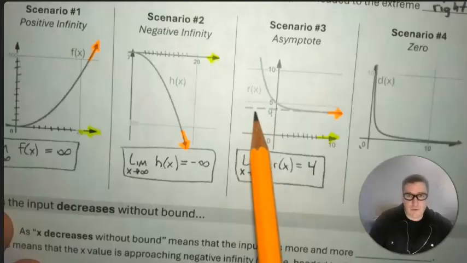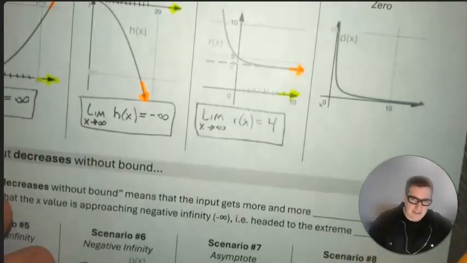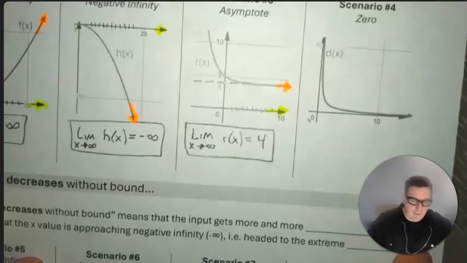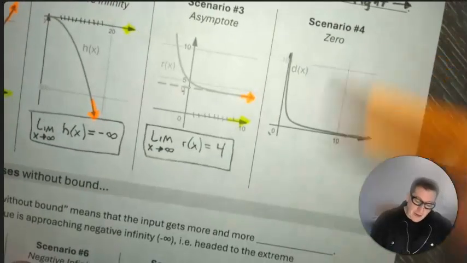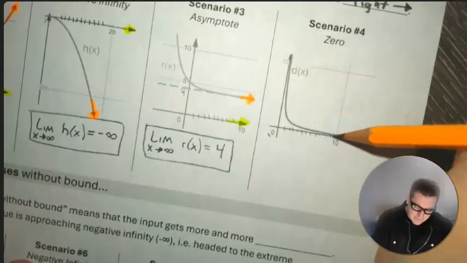Sometimes they don't show you the dotted line asymptote. Sometimes you have to obviously see it, especially if you know it's an exponential function or a certain type of rational function. The final scenario is that as my x increases, right?